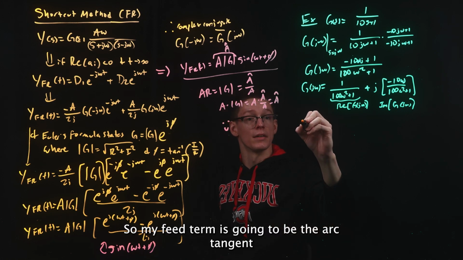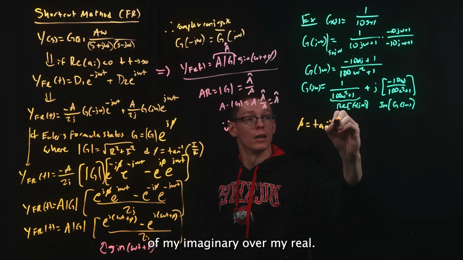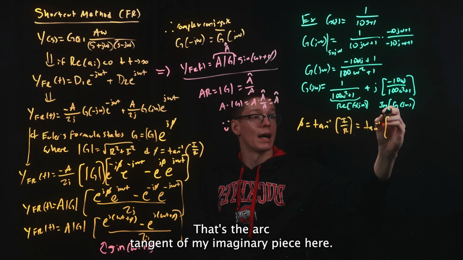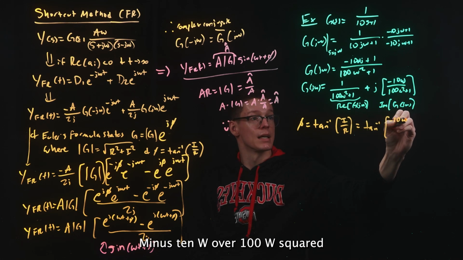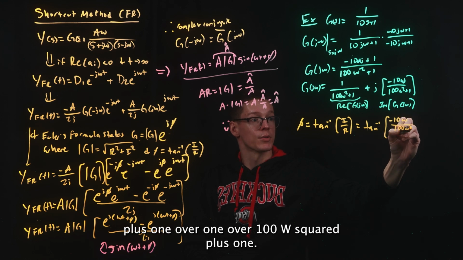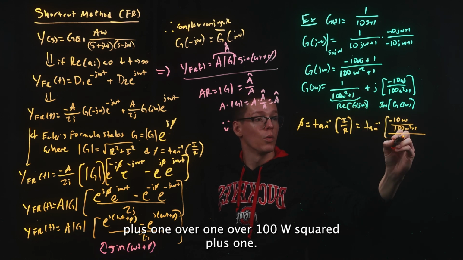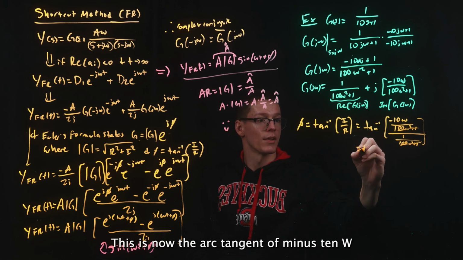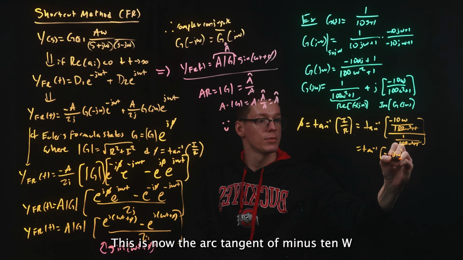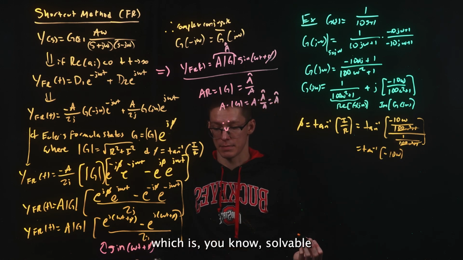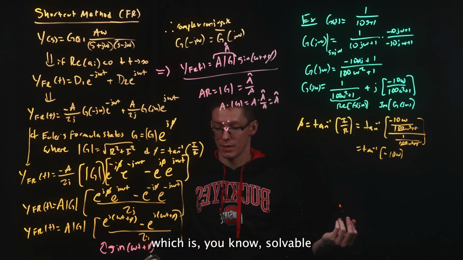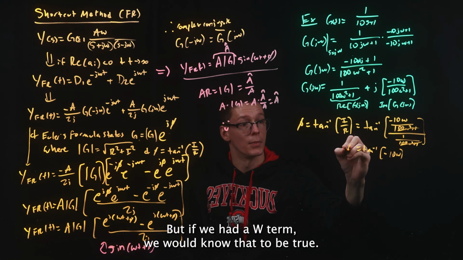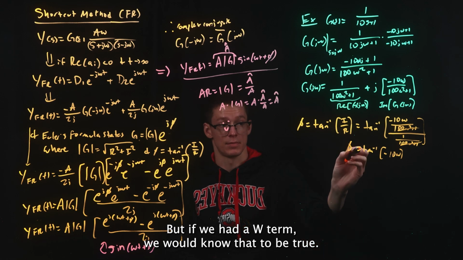So my phi term is going to be the arctangent of my imaginary over my real. That's the arctangent of my imaginary piece here, minus 10w over 100w squared plus 1, over 1 over 100w squared plus 1. Those two terms will cancel. This is now the arctangent of minus 10w, which is solvable. In reality, we can leave it right now just as that, and that's fine. But if we had a w term, we would know that to be true.